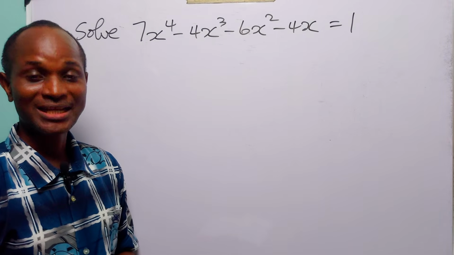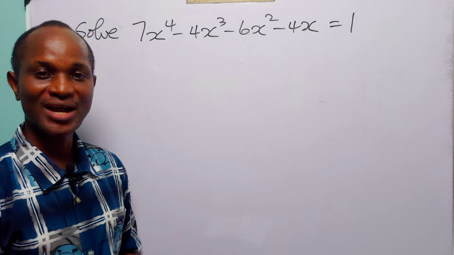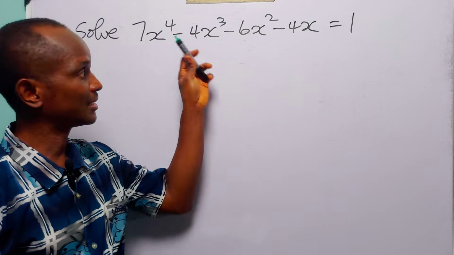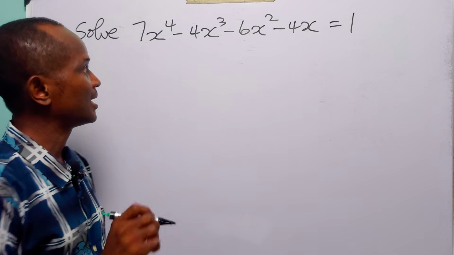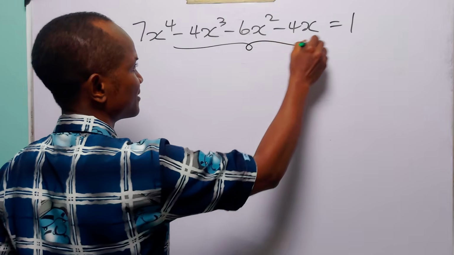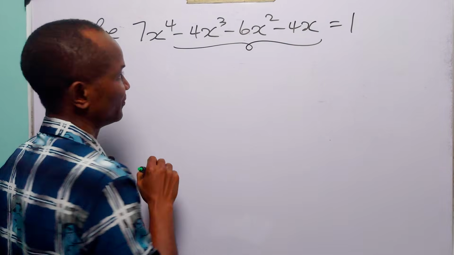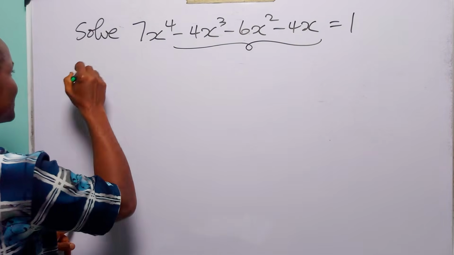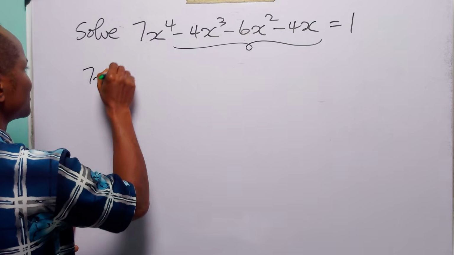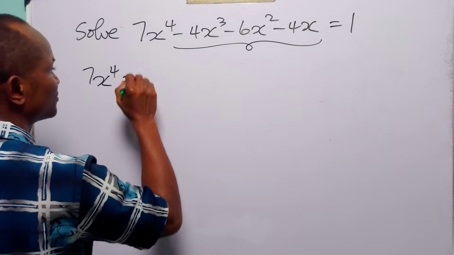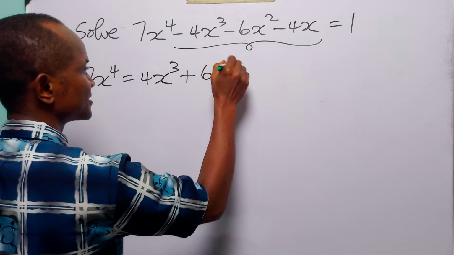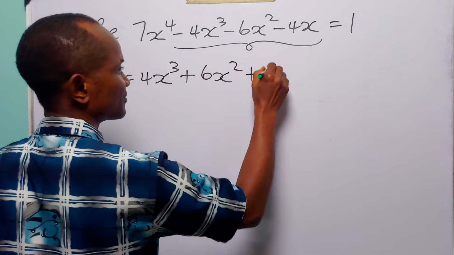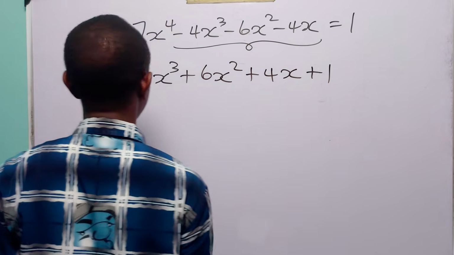Hello and welcome. In this math tutorial, our task is to find the real values of x that satisfy this quartic equation. Now, to solve this problem, let us start by moving these three terms over to the right-hand side of the equation. When we do that, we have 7x^4 = 4x^3 + 6x^2 + 4x + 1.